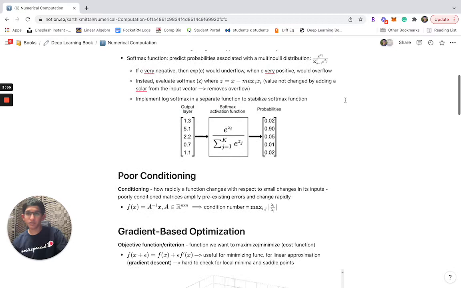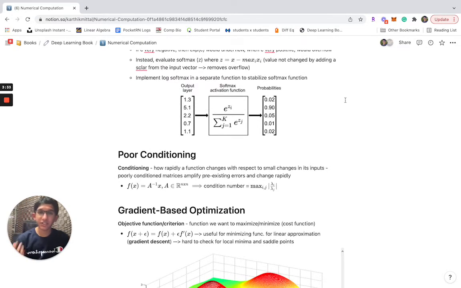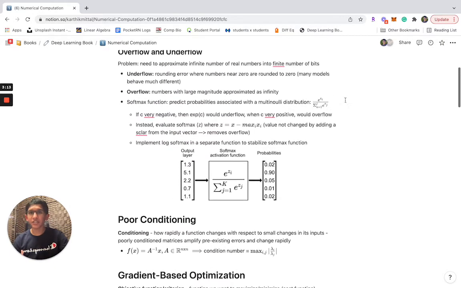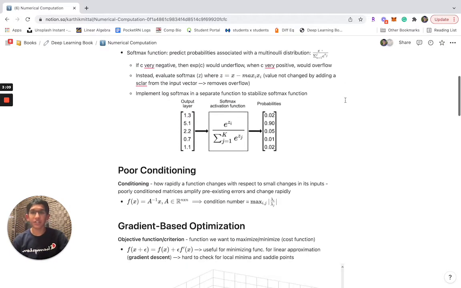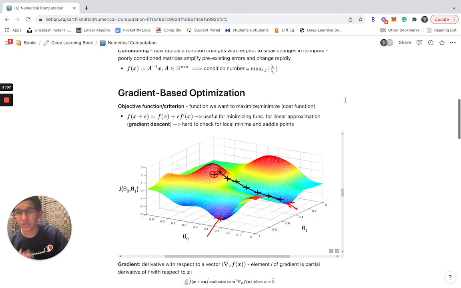Another thing we talk about is conditioning, which is how rapidly a function can change with small changes in its inputs. Here you can see the condition number, or how fast a matrix would change according to small changes in its inputs. It can be computed as the ratio of the largest eigenvalue to the smallest eigenvalue, the eigenvalue of i over the eigenvalue of j. This is a simple way of seeing if your matrix is really susceptible to changing, especially if you're looking at overflow and underflow and seeing how fast the matrix changes inside a particular model.